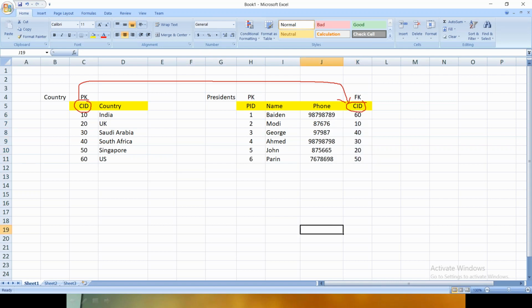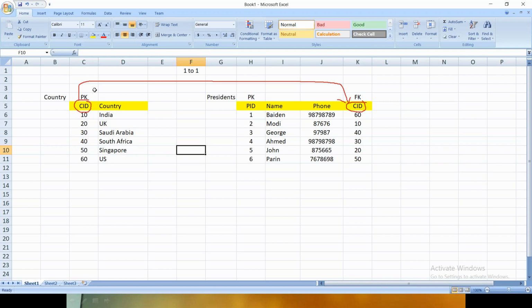And tomorrow anybody can ask, anybody can get anything. Okay. Who's the president of South Africa? South Africa is 40. Now 40's president is George. Who's the Singapore president? Singapore is 50. Wherever there is a 50, Parin. Clear? Who's the president of India? India is 10. 10 means it is Modi. Clear? Who's the president of US? US is 60. 60 is Biden. Clear? So this is what you should be able to do. When you have a 1:1 relationship, what is it that you maintain? You have to maintain any one table's primary key.